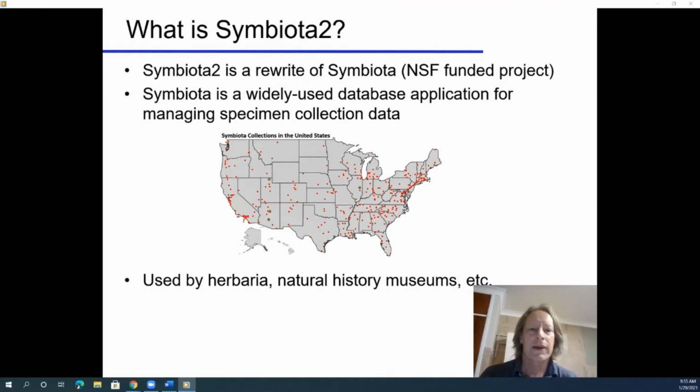Symbiota 2 is a web database application, and it's a rewrite of Symbiota. Both projects were funded by NSF. Symbiota is a widely used database application for managing specimen collection data. Who collects specimens? Herbaria, natural history museums, and others. This map shows Symbiota collections within the United States, but Symbiota is used within other countries as well.